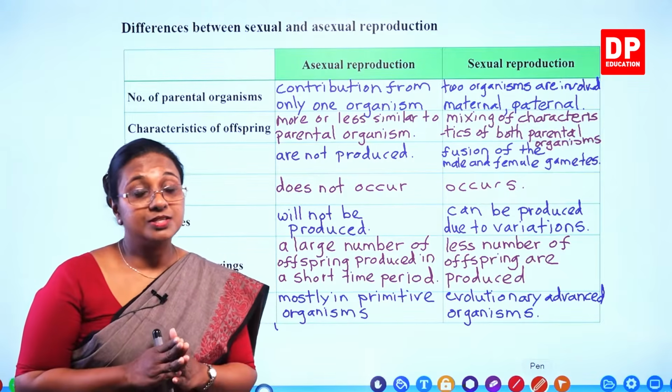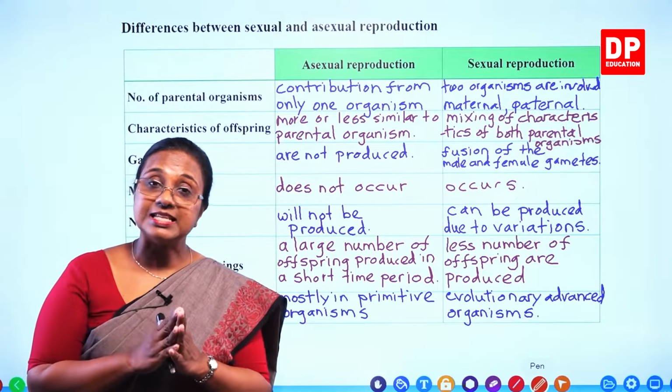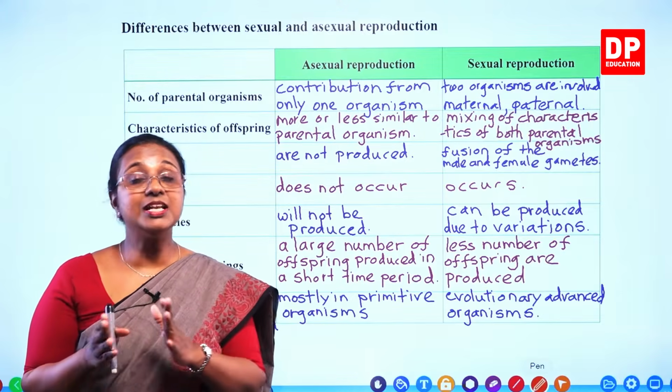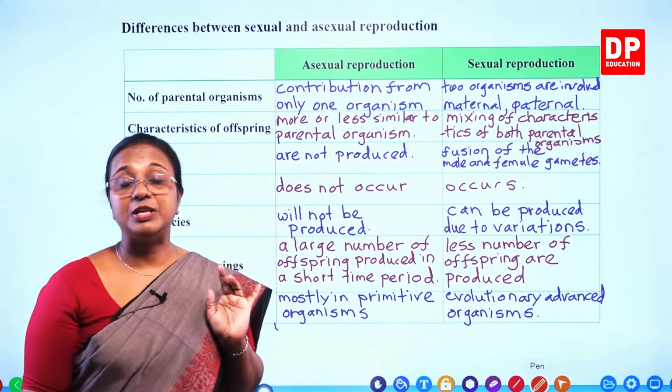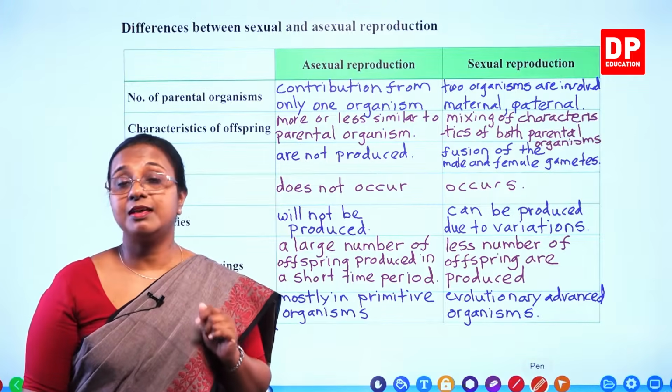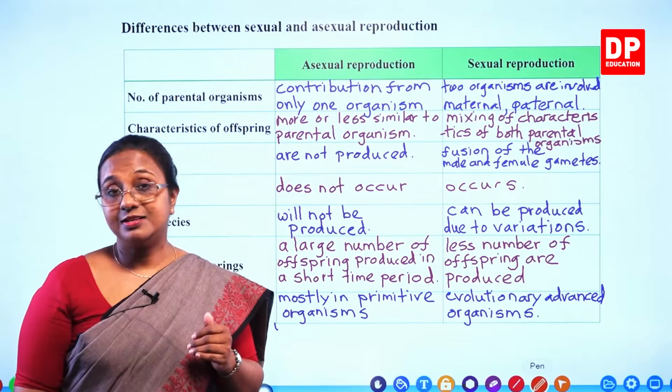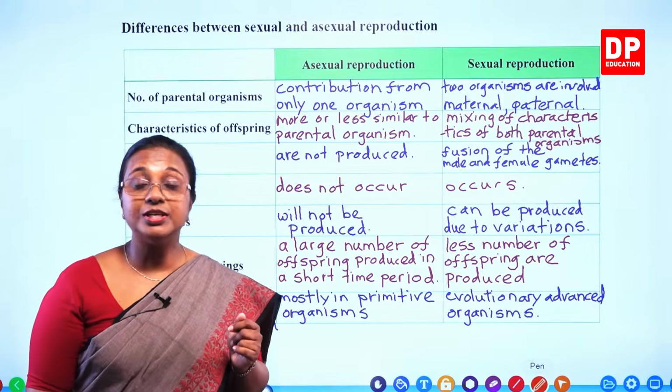So with that, students, I am sure you all can understand what asexual reproduction and sexual reproduction methods are and the differences between the two methods of reproduction. So with that introduction, now I will move on to the next slide.